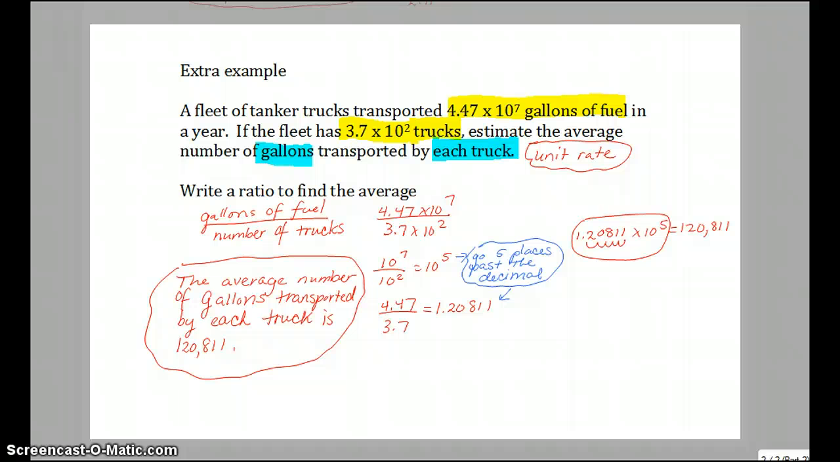You get 120,811. Then you need to write it in a sentence. The average number of gallons transported by each truck is 120,811. This concludes the recording for the number 2 recording for scientific notation.